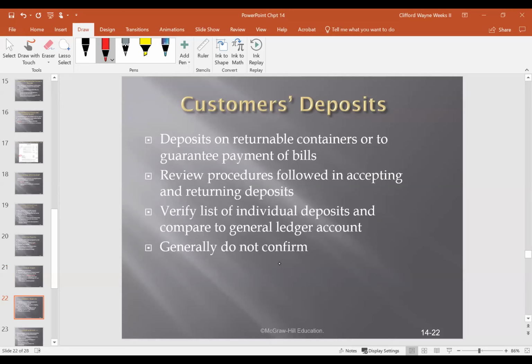So, review procedures for accepting and returning deposits, verify a list of individual deposits and compare it to general ledger accounts. Again, we generally do not confirm these, because we don't generally keep a subsidiary ledger for the people that actually have those things, unless they're large, like shipping containers or something along that line, that are material as far as value.